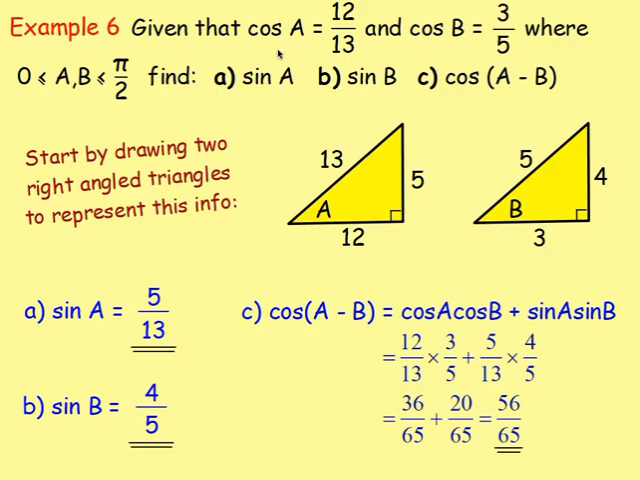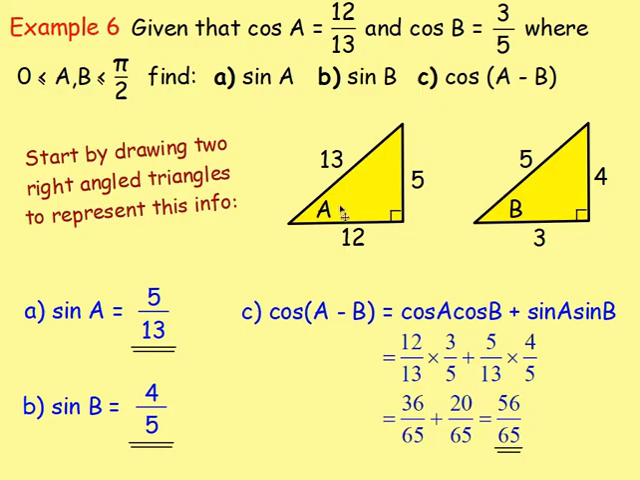So if you're ever given something like that, where cos A is 12 over 13, draw a right angle triangle, put in an angle, just call it A, and you know cos A is 12 over 13, so the adjacent divided by the hypotenuse will be 12 over 13, and just use Pythagoras to work out the missing side. We had cos B as well, so draw another right angle triangle, call that B. This time we had cos B as 3 over 5, so we would have 3 over 5. And again, use Pythagoras to work out the missing side.